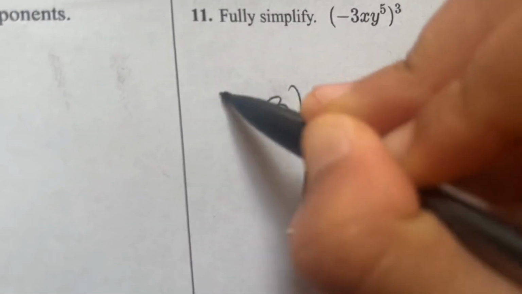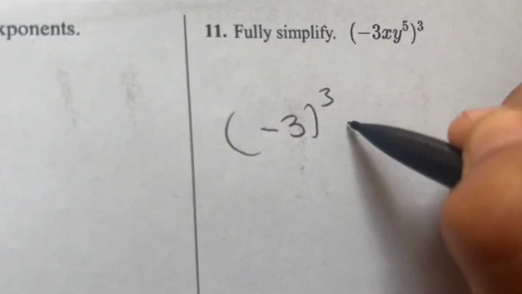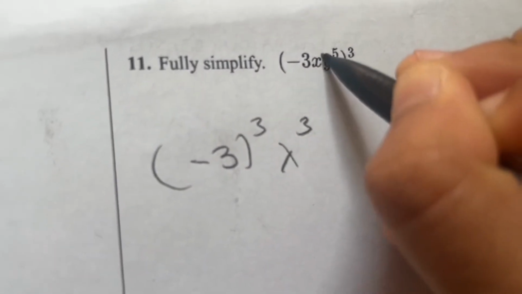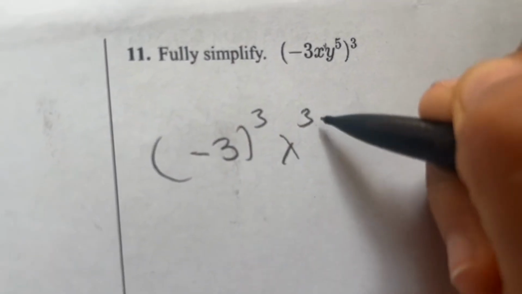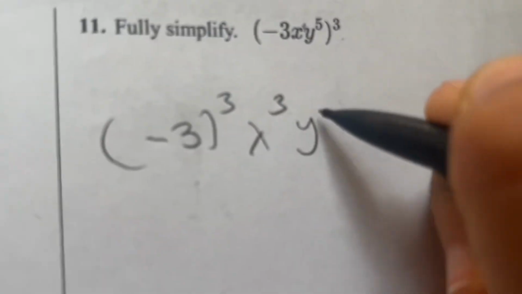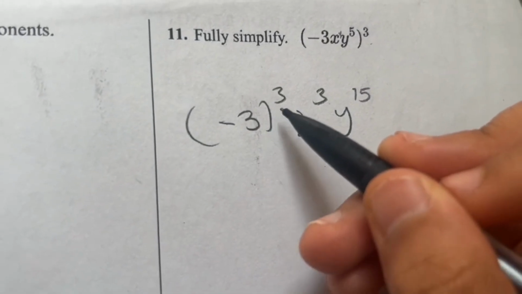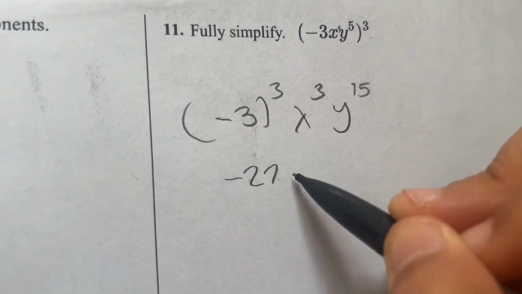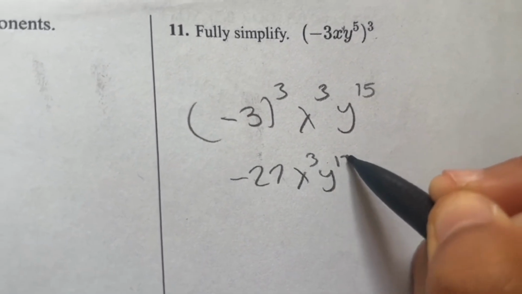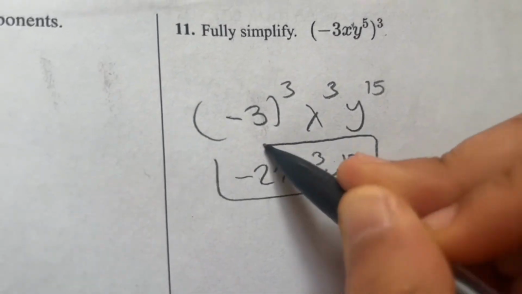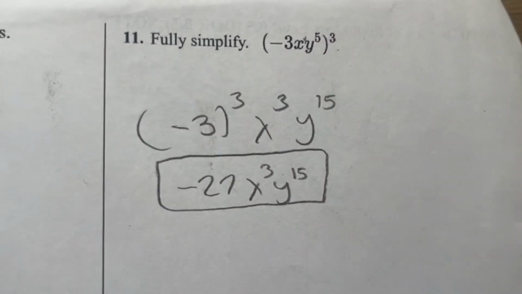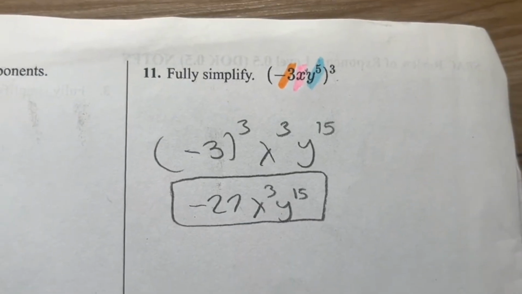Okay, let's start. So, something like that is the negative. X to the 1 as the one right there. So, 1 times 3, 3. And then, 5 times 3, 15. So now we just do negative 3 to the power of 3, which is negative 27. X to the 3, and then y to the 15. This is your final answer. Be careful with negatives, please. I forgot to highlight, but this is what it looks like.